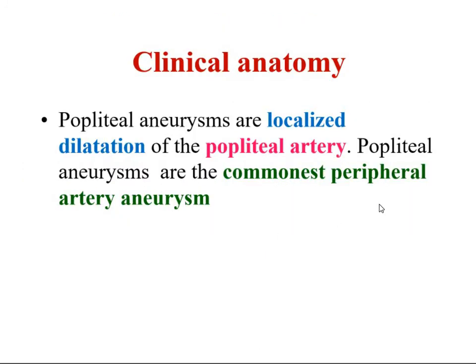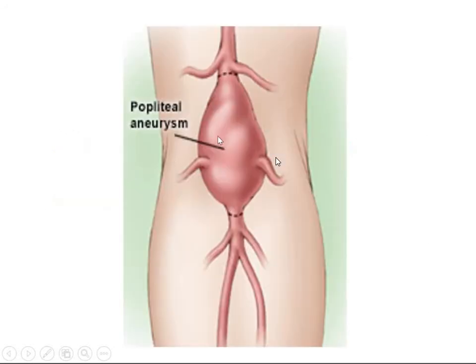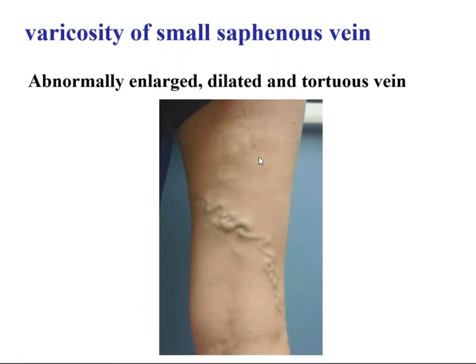Then we have the clinical part. The popliteal aneurysms are localized dilatation of popliteal artery, पहले भी पढ़ा है हमने, ठीक है. Popliteal aneurysm are the commonest peripheral artery aneurysms, ठीक है. You all know abnormal dilatation of the popliteal artery, ठीक है. Then we have the varicosity of small saphenous vein, ठीक है. That is again abnormal enlargement or the dilatation of the veins, ठीक है.